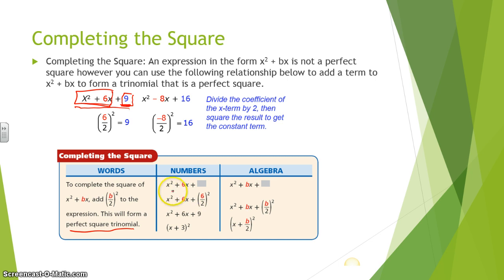Here we have our x squared plus bx, we have x squared plus 6x. To find our c, we divide 6 by 2, and you square that to get 9. When you factor this trinomial, you will get x plus 3 squared. The algebra behind this: x squared plus bx plus blank, we're trying to find our c, so you take b divided by 2, square that. That will become your c. And when you factor it, it's going to be x plus b divided by 2 squared.